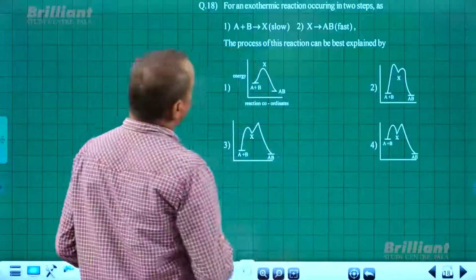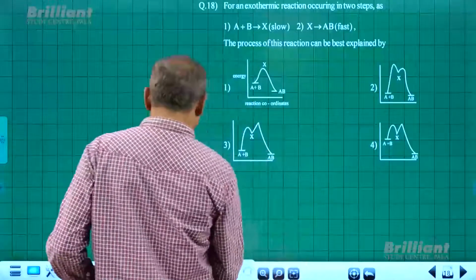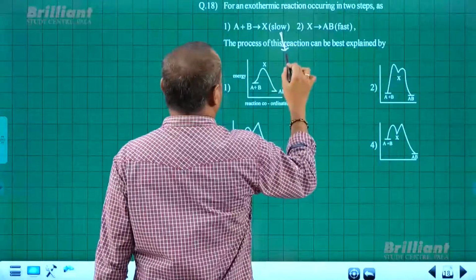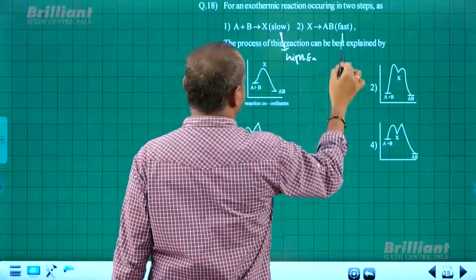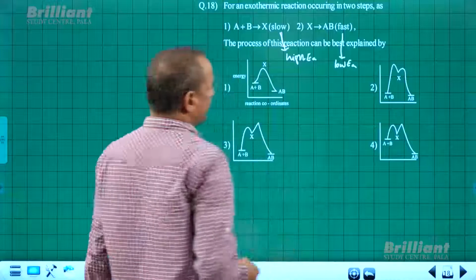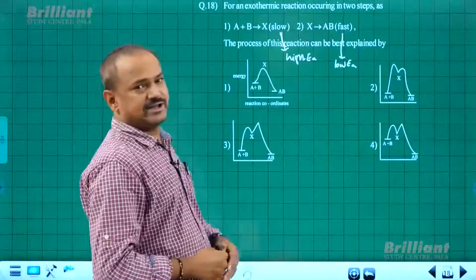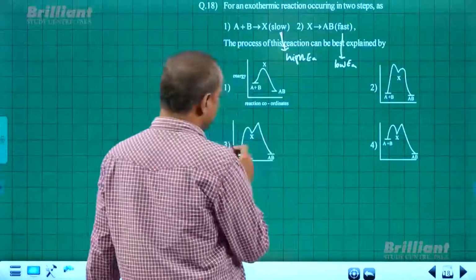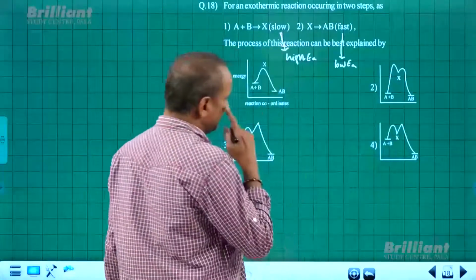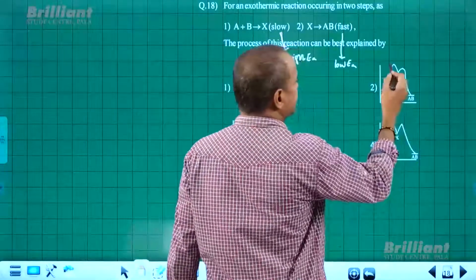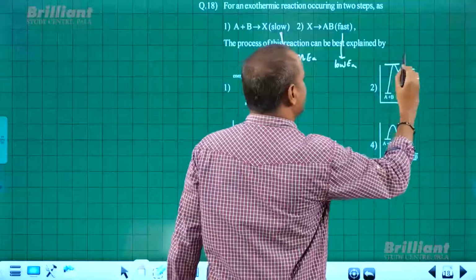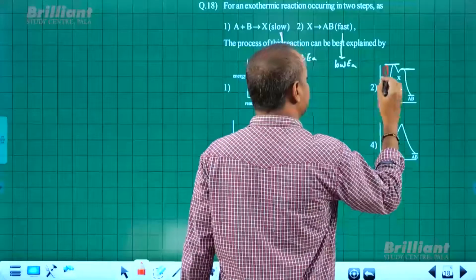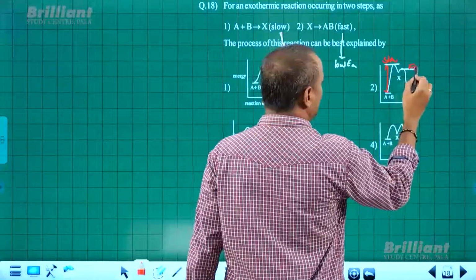A plus B is slow, X used to AB fast. Slow means high activation energy. Fast means low activation energy. That means there are two peak points. The first peak is very high activation, the second is low activation, to form the intermediate compound. Here the first should be high and the second should be low. This is the correct one because the first is high and the second is low. The higher activation energy is called the slow step, and this is called the fast step.